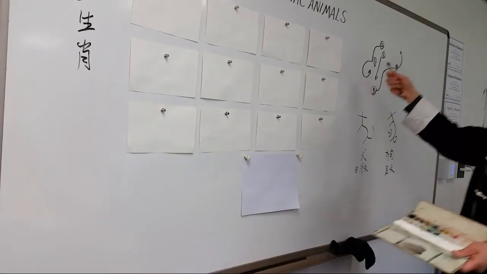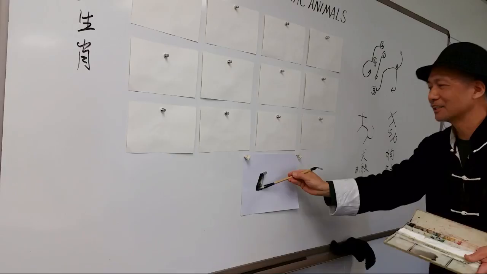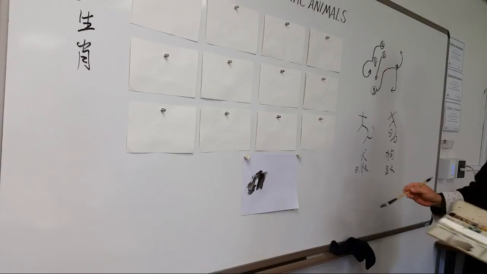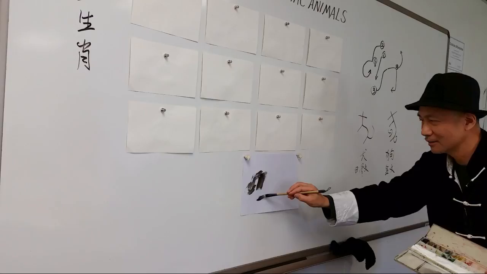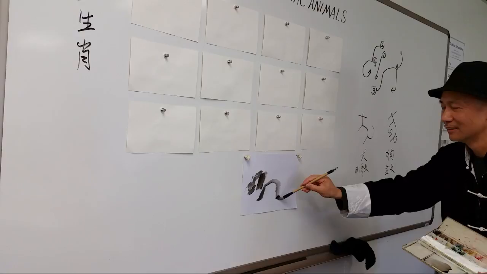Where to start? The first stroke is the ear. So I'm doing a Snoopy kind of dog, okay? One stroke for the ear, this second stroke, right? That's the head. And the third stroke, the front foot, body, the back, and then the back foot.